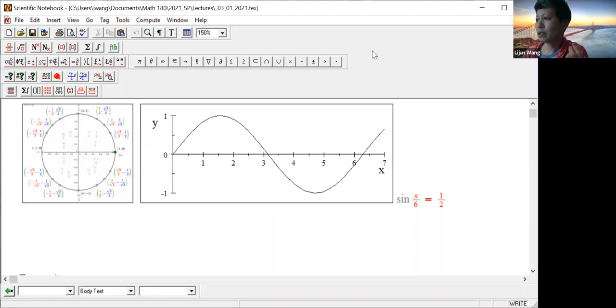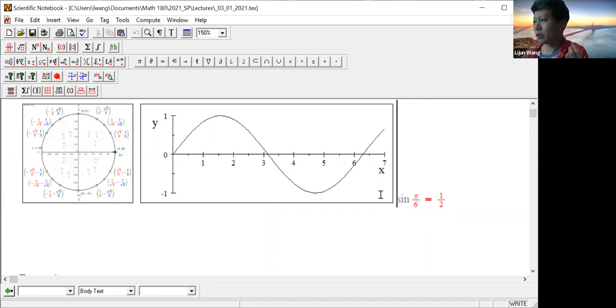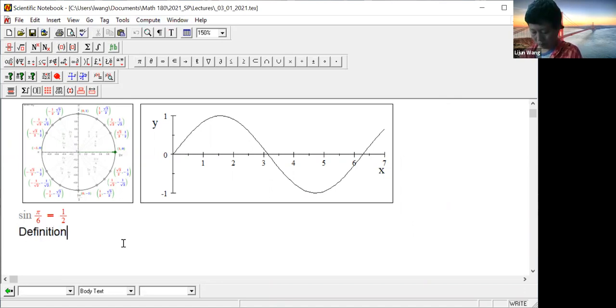All right, sine pi over six. On the unit circle, you know how to find it, right? So let me use the definition. I want you to reflect on the definition. I know everybody knows how to find this value. Everybody remembers this value, it's running in your blood. I'm using this to illustrate how to read each chart.